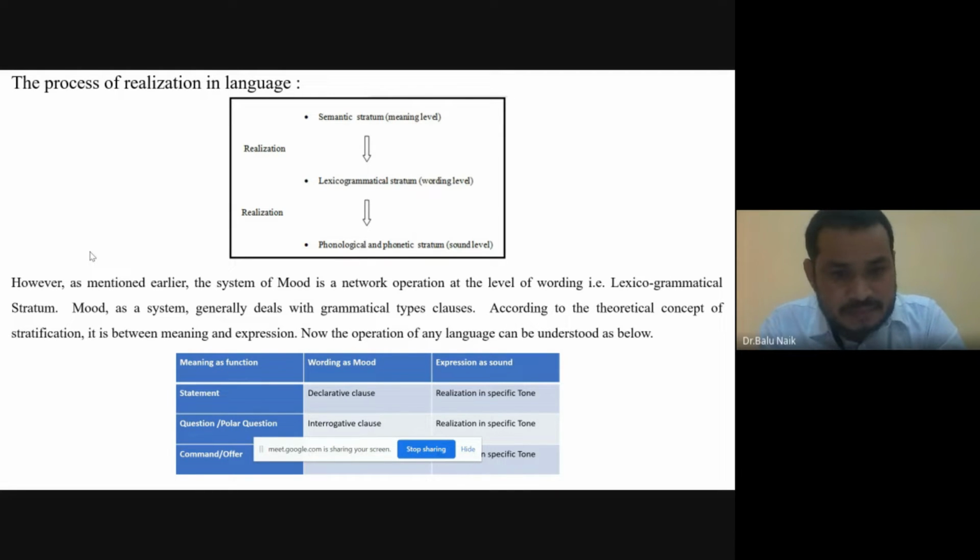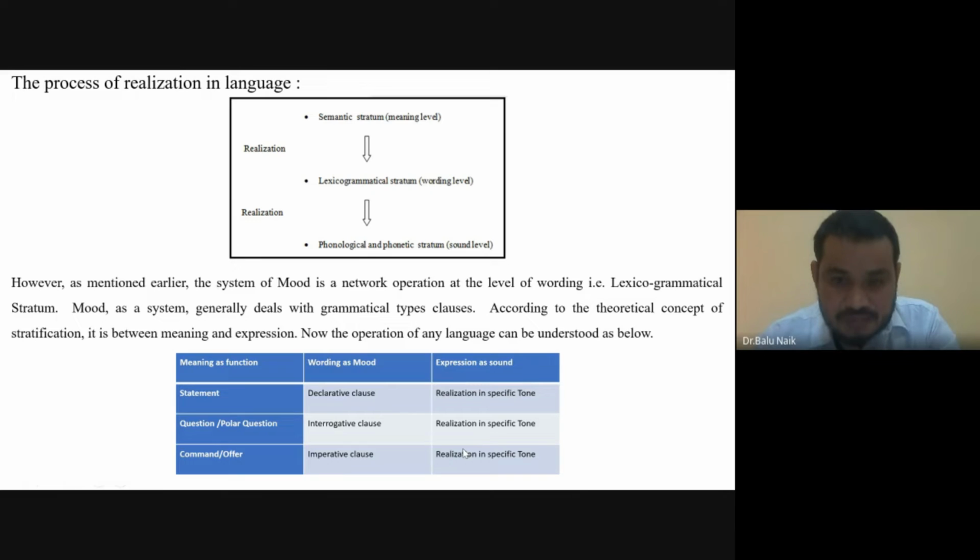Mood is a system that generally deals with the grammatical type of clause. According to the theoretical concept of stratification, it is between meaning and expression. Now the operation of any language can be understood as below. Meaning has a function. First is the movement from meaning to word to sound level. Meaning is the statement, question, polar question and command. At the word level, we see the declarative class, interrogative class.